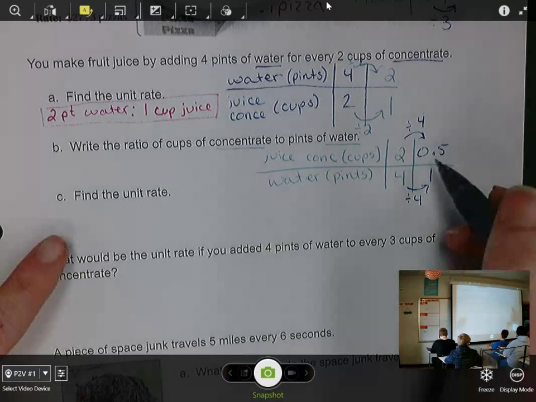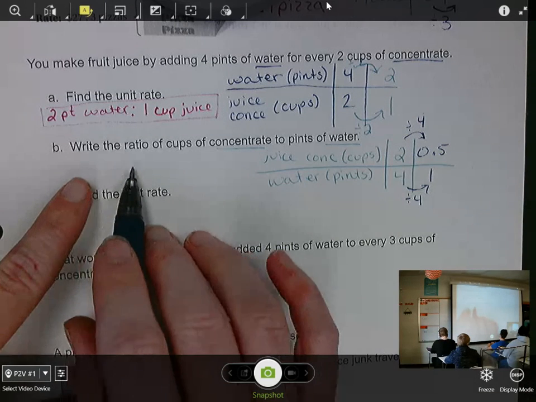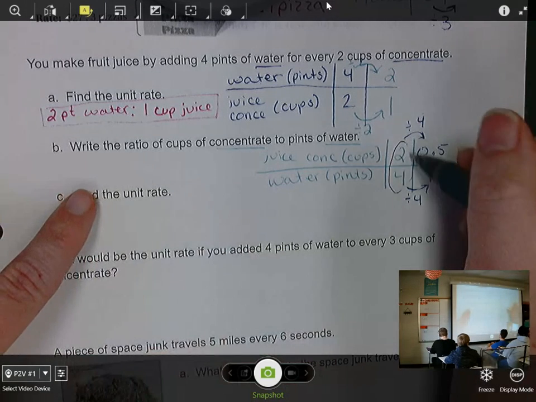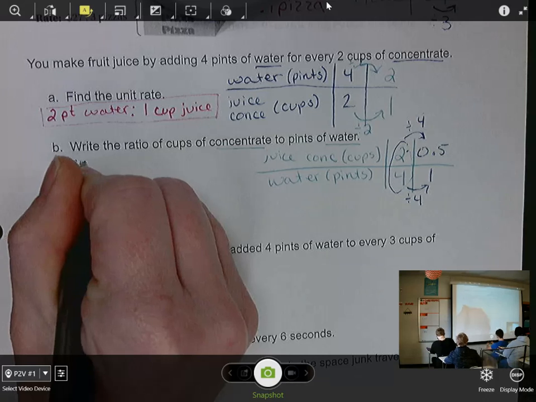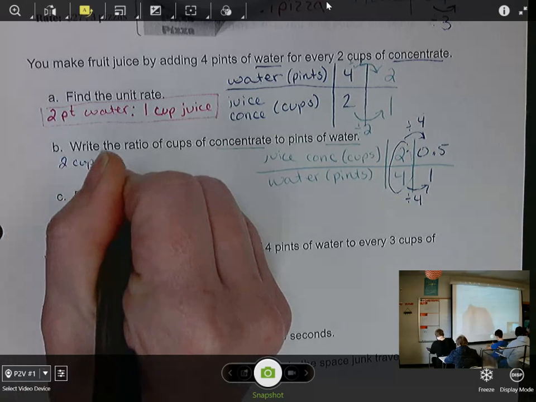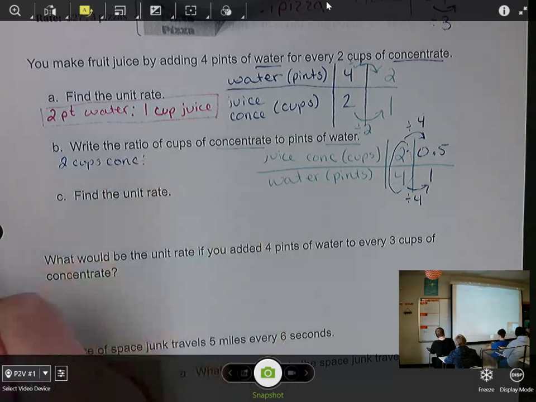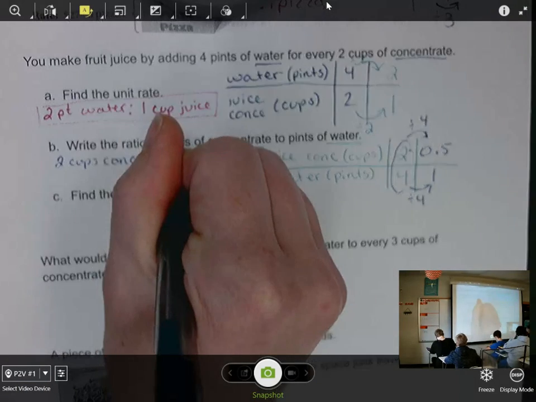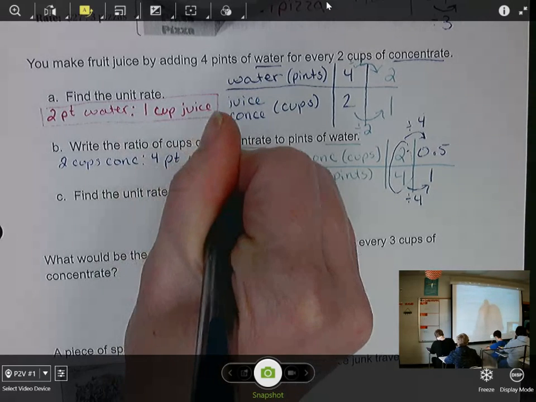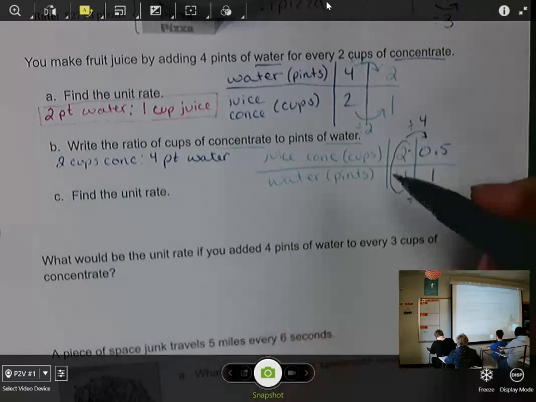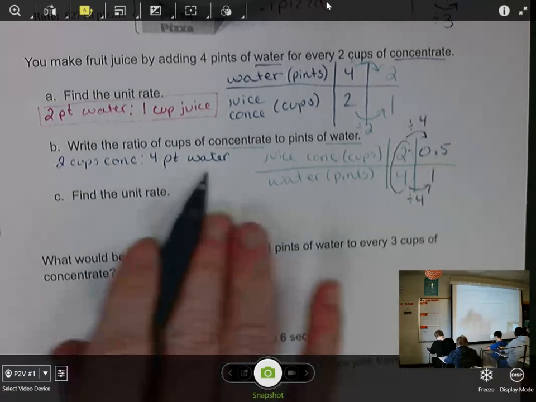Sorry, guys, I forgot to write my answer on Part B. Part B was this answer here. It was 2 cups of juice or concentrate per every 4 pints of water. I put it here in the table, but I didn't put it here.